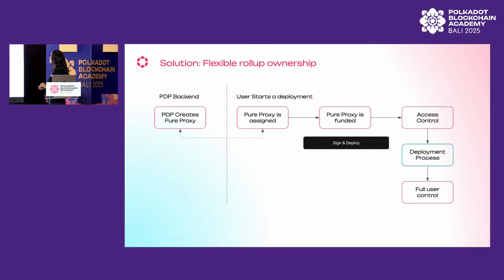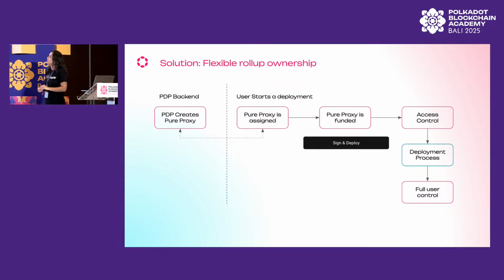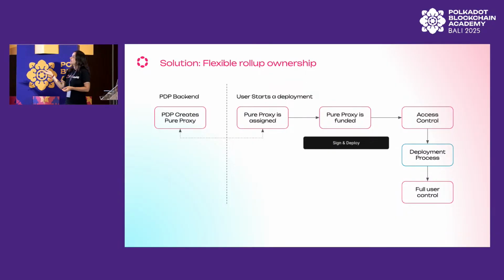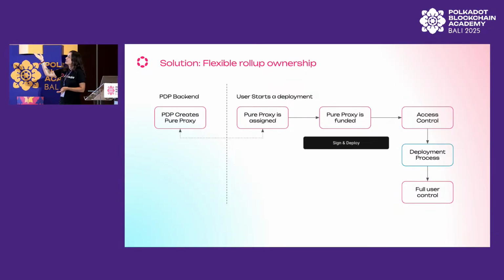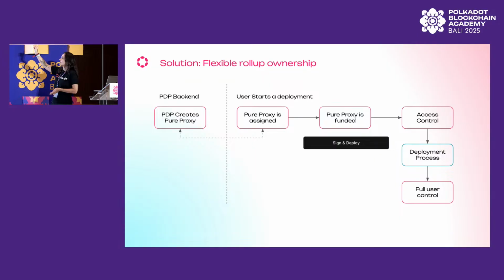Yeah, so this is what happens. We create those proxies in advance, and the user goes to the platform. They start deployment. We assign them that pure proxy, that owner address. Then they send the money to it, and they sign the transaction, they send the money, then we add them as the owner of the proxy.